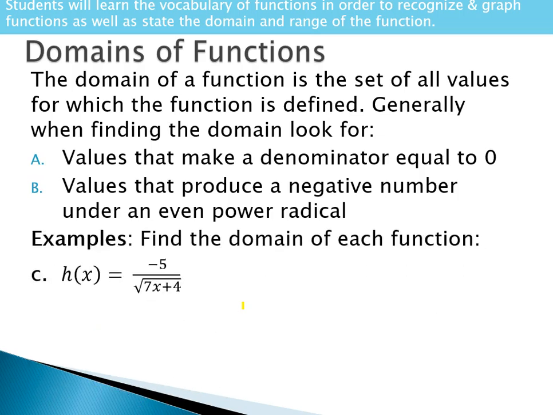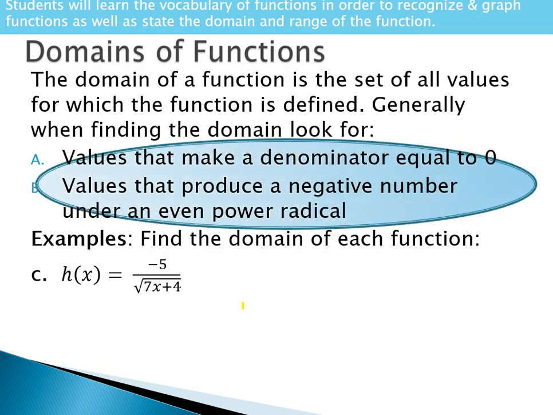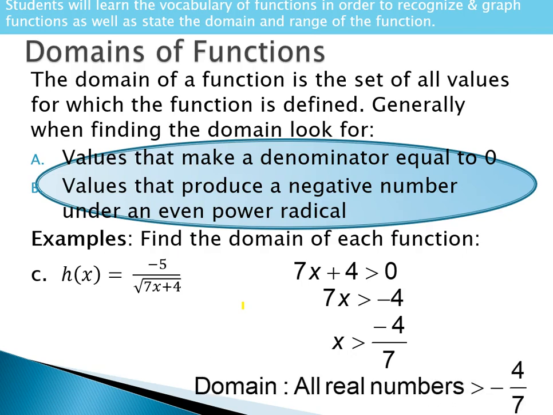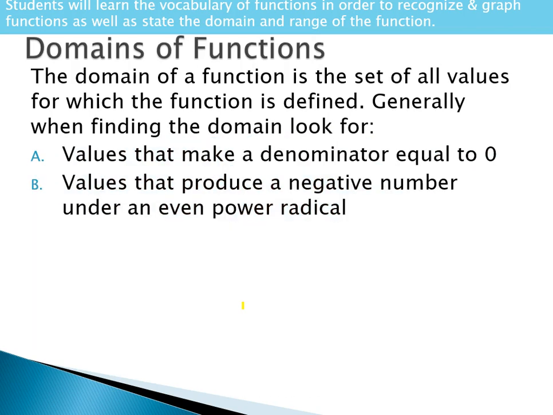So you try one. This actually combines both rules, right? So we said this time it has to be greater than 0. Why can't it equal 0? Because it's in the denominator. So you solve that little equation, and that tells you what your domain is. It's all real numbers greater than negative 4/7.